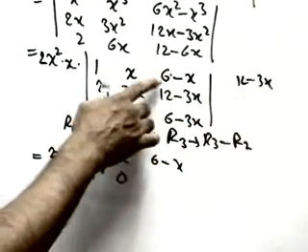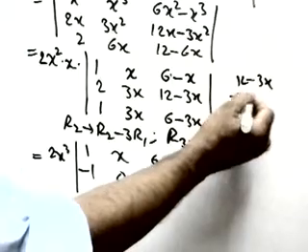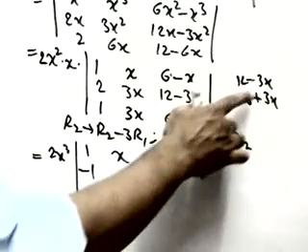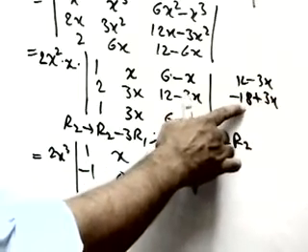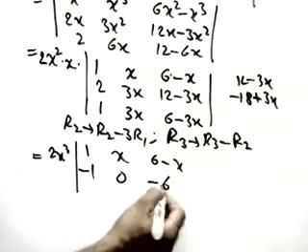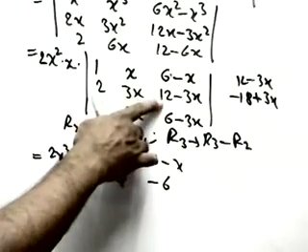R2 is 12 minus 3x. R2 minus 3R1 means minus into plus, minus 3, 6 is 18. Minus 1 is plus 3x. So plus 3x minus 3x get cancelled. What is left here? Minus 18 plus 12 will be minus 6.